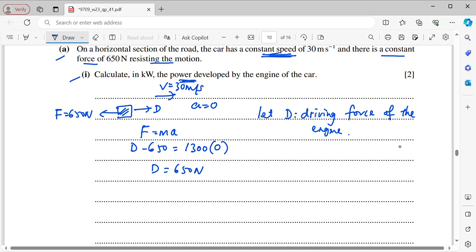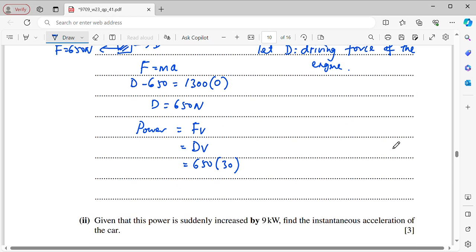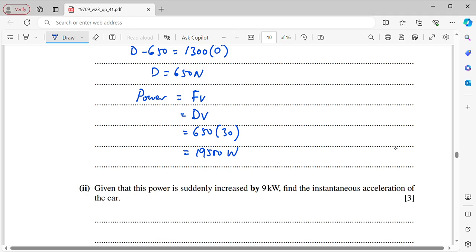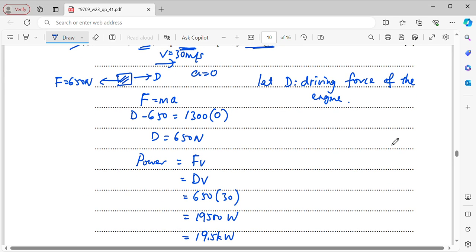Now, power is F times V. The question is the power by the engine of the car, so this is D times V. I will get 650 times the V, 30. At last, you will get 19500 watt. The question is asking for kilowatt, so just divide by 1000, it will be 19.5 kilowatt. So that is the power.